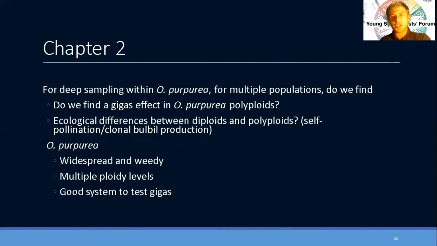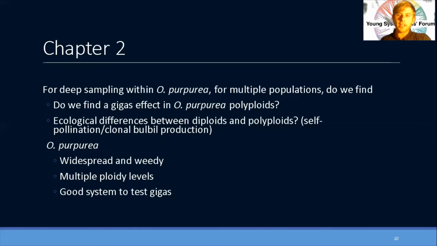and we ask the questions: is there a Gigas effect in Oxalis purpurea? If yes, for which traits? Are there any ecological differences between diploids and polyploids? Unfortunately, we are still waiting on the final set of data for this last question, so I will not be touching on it in this talk.